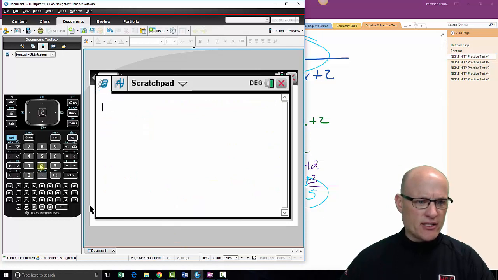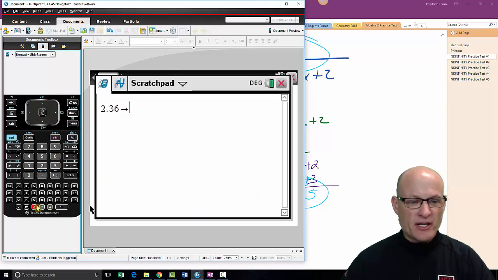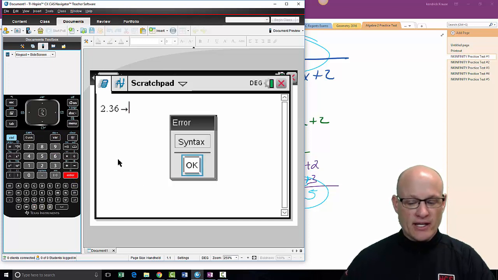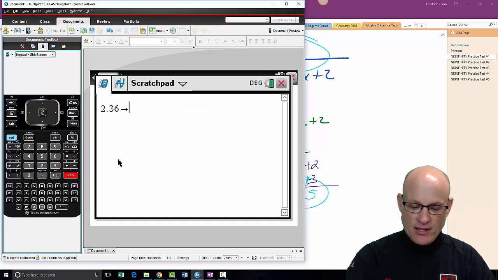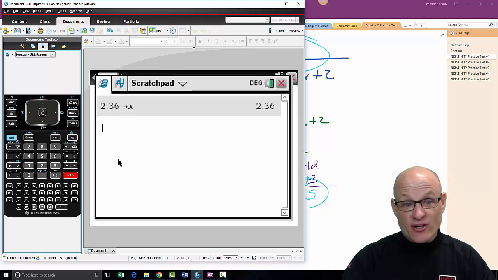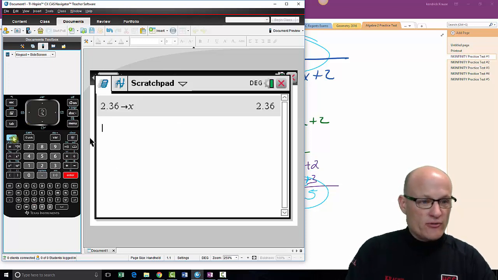So let's do this. Let's take 2.36 and store it in x. I always just pick a random crazy number unless I have to use the answers that are in the actual answer key. All right, so I'm going to look down at my sheet here. It's control division.